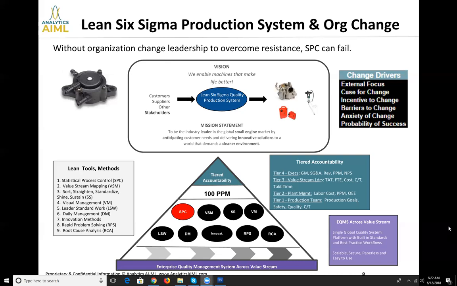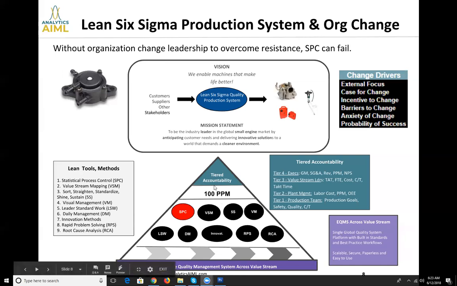Okay. Now, from there, we've got the change and our quality system. To support the actual quality production system, you need all these tools. So you've got the lean tools and methods. In this case, their primary focus was SPC, so we put that at the top. But we also have value stream mapping and 5S: sort, straighten, standardize, shine, sustain. Visual management is a way of looking at all the visual tools in real time out on the production floor, in your call center, or anywhere in your operation. Daily management and leader standard work go along with that. Rapid problem solving tools, Kaizen events, and innovative methods are also part of the lean tools and methods that are needed. Then we want to drive tiered accountability.